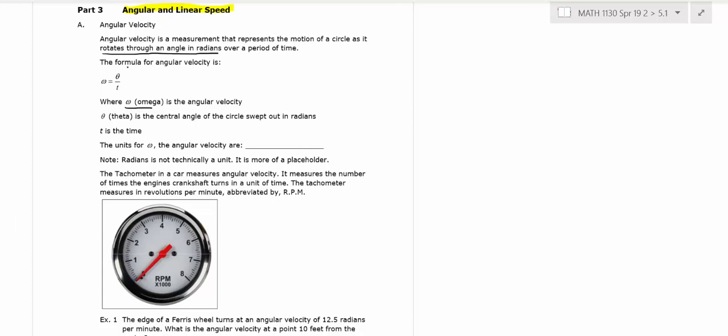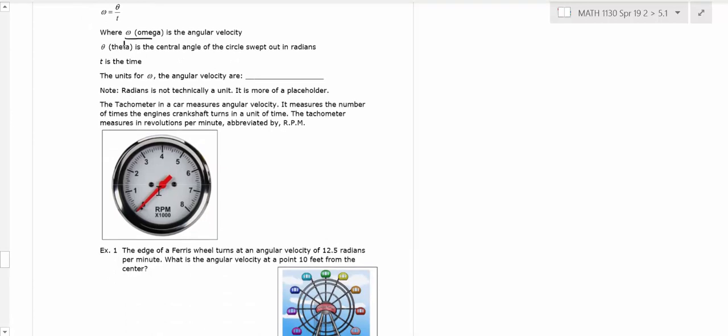Your car, most all cars have what's called a tachometer in it, and what that's doing is measuring angular velocity. Your engine's turning, okay? There's a crank that turns the pistons and everything, and it goes real fast. The faster you go, the harder your engine works, the faster it turns. So that is an angular velocity.